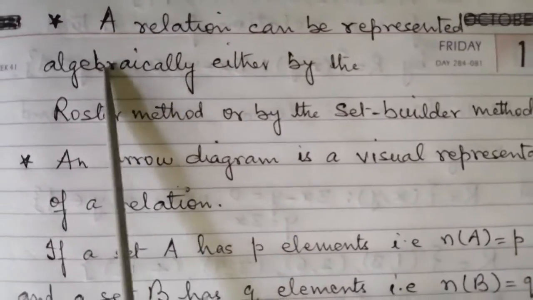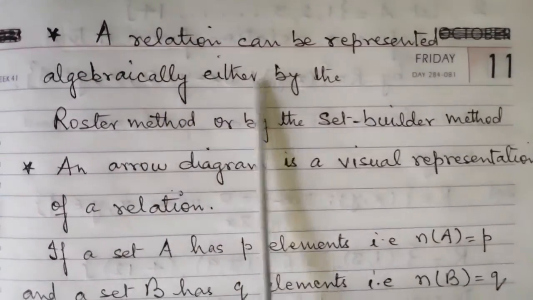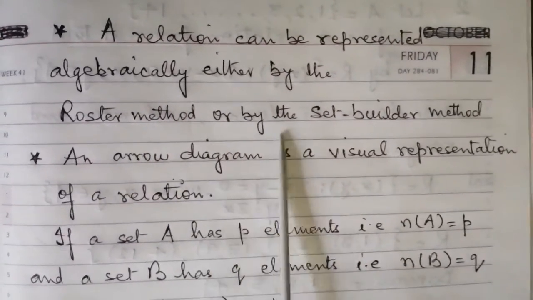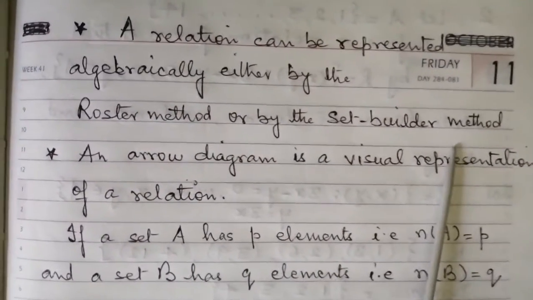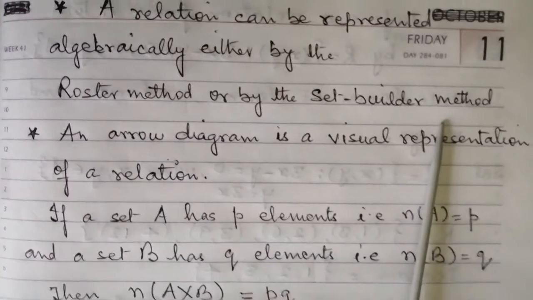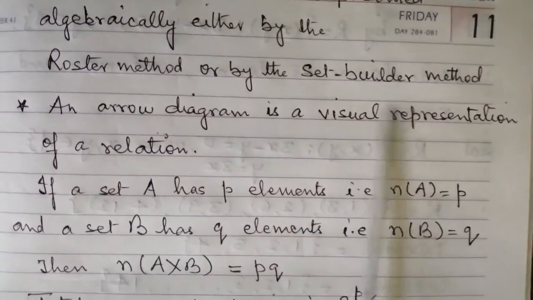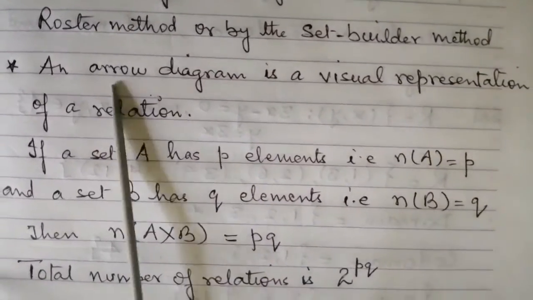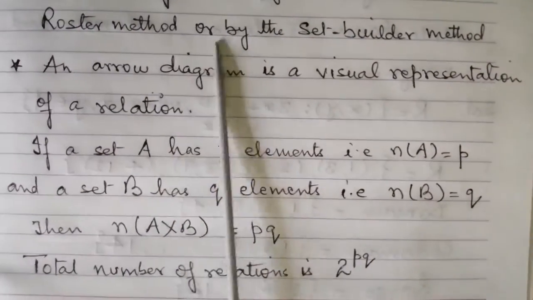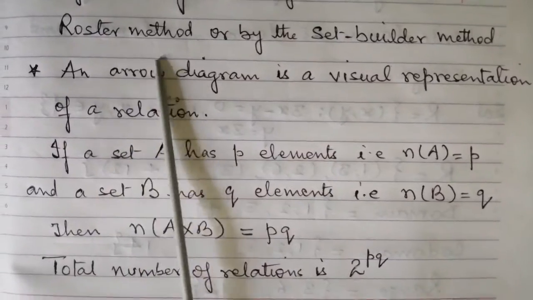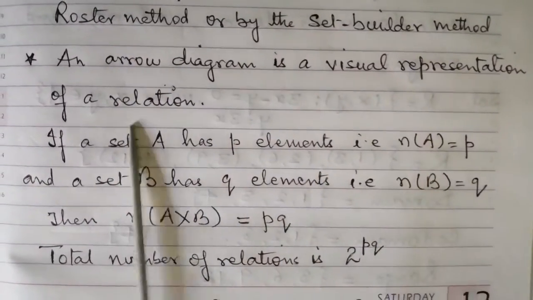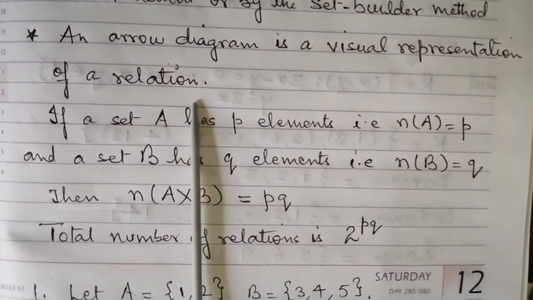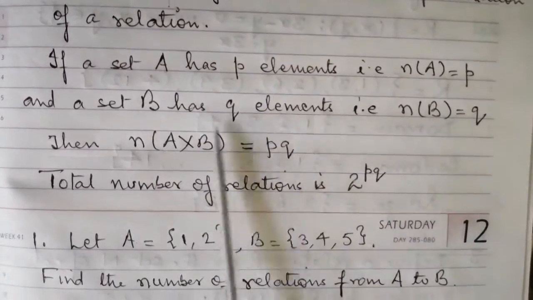So now we move ahead. A relation can be represented algebraically either by the roster method or by the set builder method, right? If you remember, a set can be represented in two ways, roster method and set builder form. Similarly, a relation can also be represented either by the roster method or by the set builder method. An arrow diagram is the visual representation of a relation, which we have discussed earlier also just now.